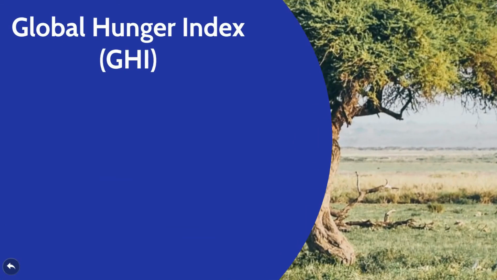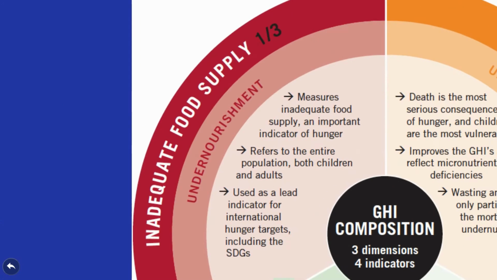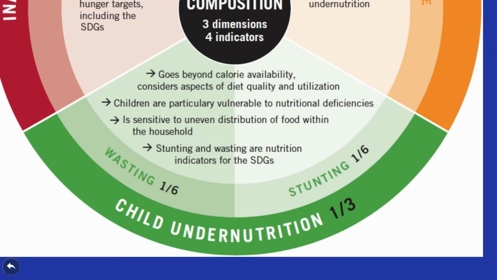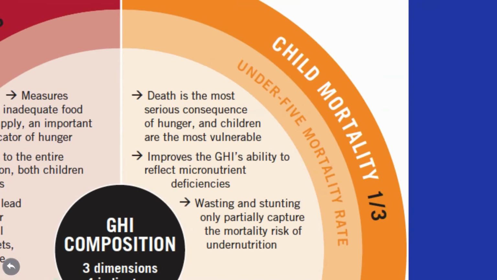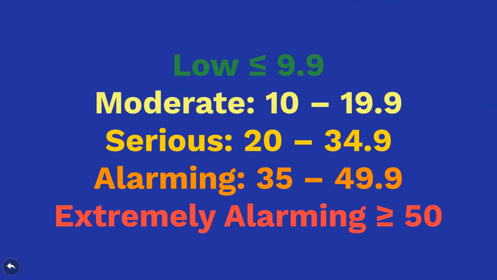Created by the International Food Policy Research Institute, we have used the Global Hunger Index to measure and track hunger at global, regional and national levels. The Global Hunger Index is calculated using the average of 3 indicators: the proportion of the population that is undernourished, the proportion of underweight children under 5 years old, and the proportion of children dying before age 5. The index ranks countries on a 100-point scale, with 0 being the best and 100 the worst.